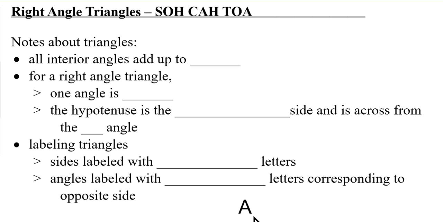You probably remember when we're talking about triangles, all of the angles inside of a triangle add up to 180 degrees. And right angle triangles are what we're going to be talking about with SOHCAHTOA, which should be, like I said, review. So in a right angle triangle, one of our angles is 90 degrees. And our hypotenuse is the longest side in the triangle, and it's always right across from that 90-degree angle that we were talking about.